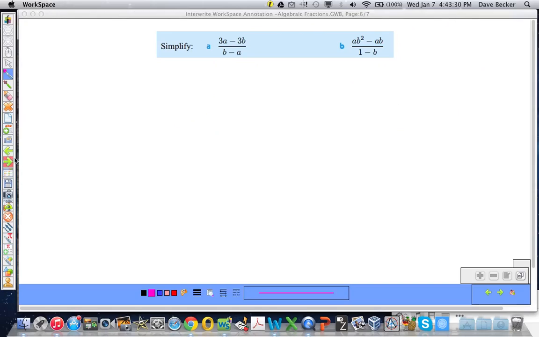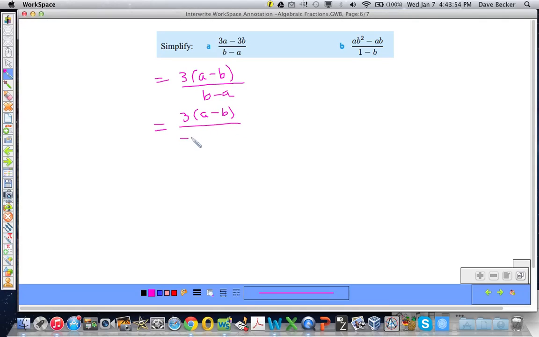Okay? Just a couple more examples. Let's see. This equals, I can factor out a 3 times a minus b over b minus a. And you're thinking, hey, that is real close. Well, watch this awesomeness. Isn't this equal to 3 times a minus b over negative 1 times a minus b? Well, let me rewrite it like this.